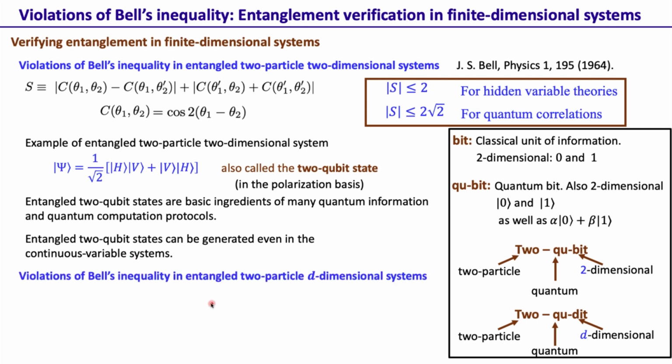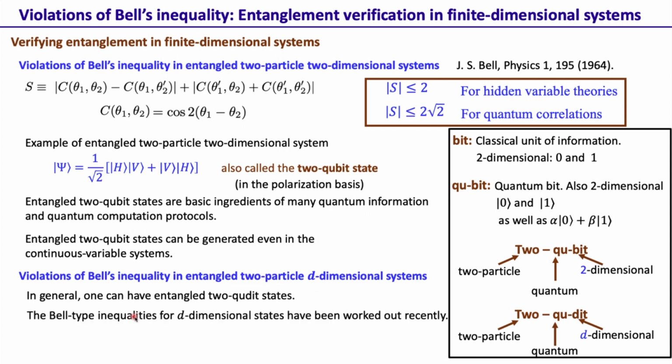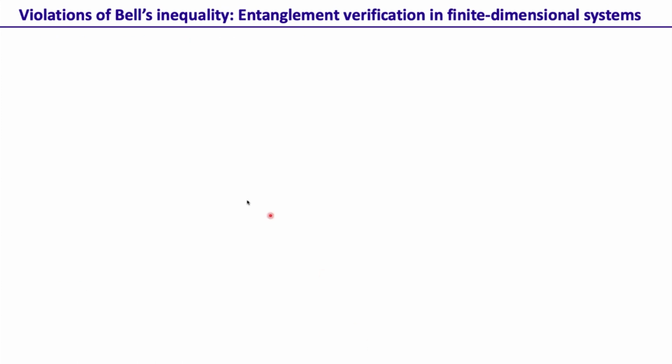But we can also have Bell inequality for entangled 2-particle d-dimensional system, because one can in general have entangled 2 qudit states. And there was a Bell inequality that was derived for d-dimensional system, and this was in 2002. Bell's was in 1964. That was for 2-dimensional system, 2-particle, but the 2-particle d-dimensional system was done in 2002. Okay, so now let's look at the different violations of Bell inequalities that have been reported, and also how a continuous variable system can be used in order to make 2-qubit states.